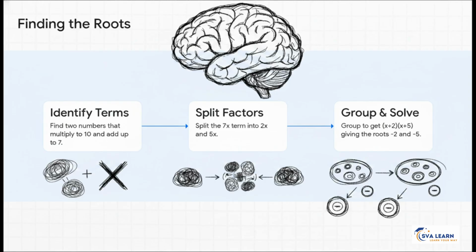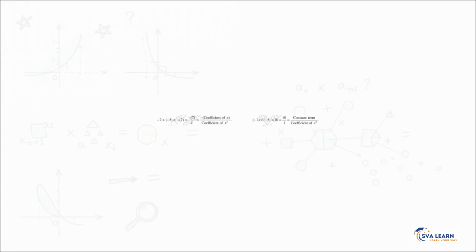Setting those equal to 0 gives us our two physical traits. The zeros are minus 2 and minus 5. Now notice what just happened here. Let's actually verify this manually. If we add our zeros together, minus 2 and minus 5, we get minus 7. This perfectly matches our sum formula. Remember, minus b over a, which is minus 7 over 1. And the product? Minus 2 times minus 5 equals a positive 10, which is exactly our c over a term. The mathematical DNA laws are completely, flawlessly verified.